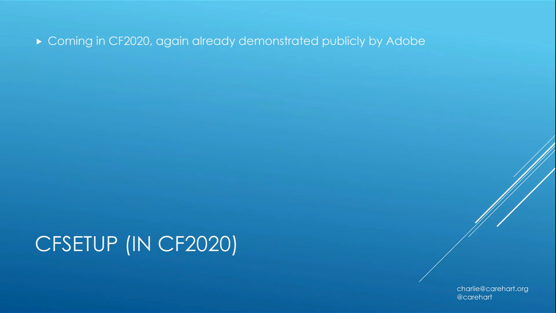And finally, insofar as this migration stuff, there's the CF setup, which is like it. It's coming in CF 2020. It's been demonstrated publicly by Adobe, and Rakshith told me I could demo it for you guys. So it works a lot like CFCONFIG. Obviously, it works just for CF. I said just for 2020, but I've actually found that some things do work even against CF 2018. I haven't seen if they're going to formally announce that or not.